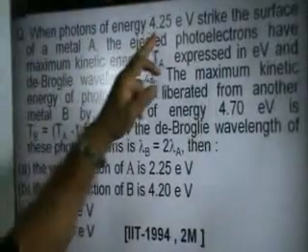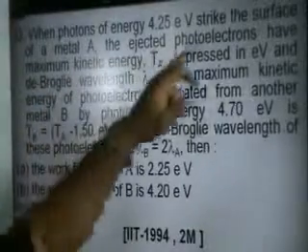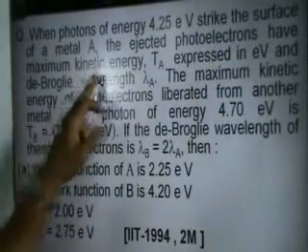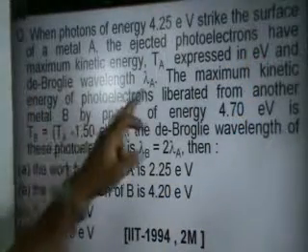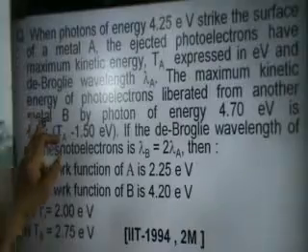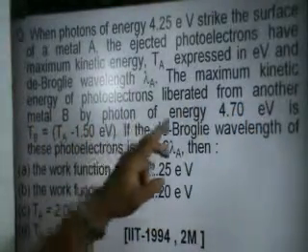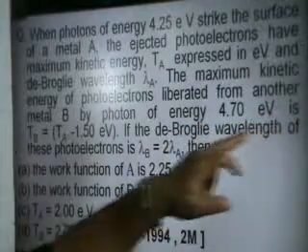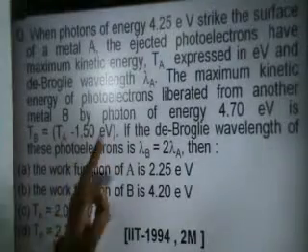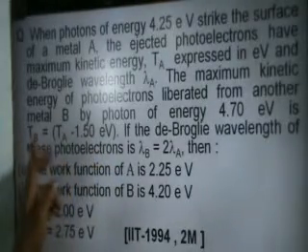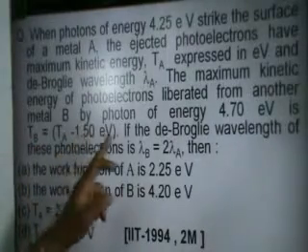When photons of energy 4.2 electron volt strike the surface of metal A, the ejected photoelectrons have maximum kinetic energy Ta expressed in electron volt and de Broglie wavelength lambda A. The maximum kinetic energy of photoelectrons liberated from another metal B by photons of energy 4.7 electron volt is Tb, which is equal to Ta minus 1.5 electron volt.